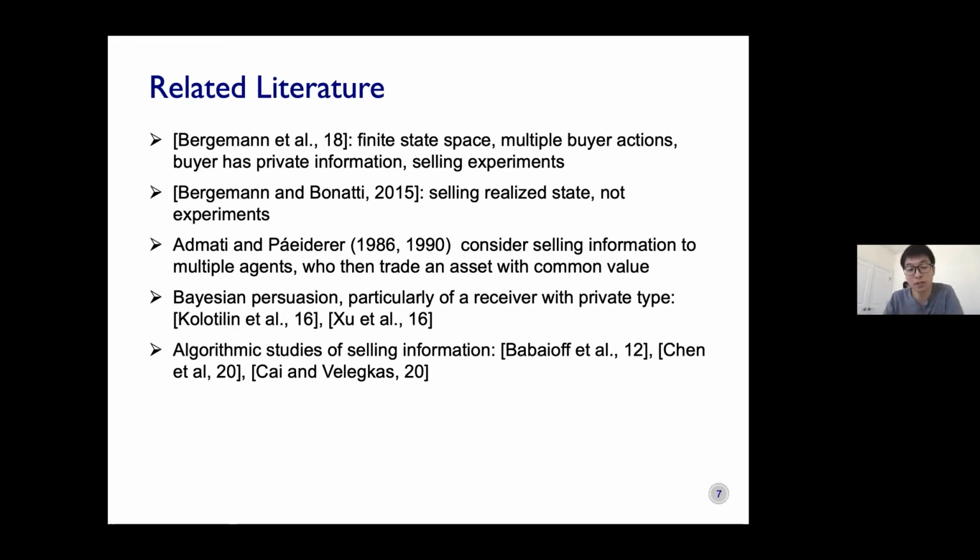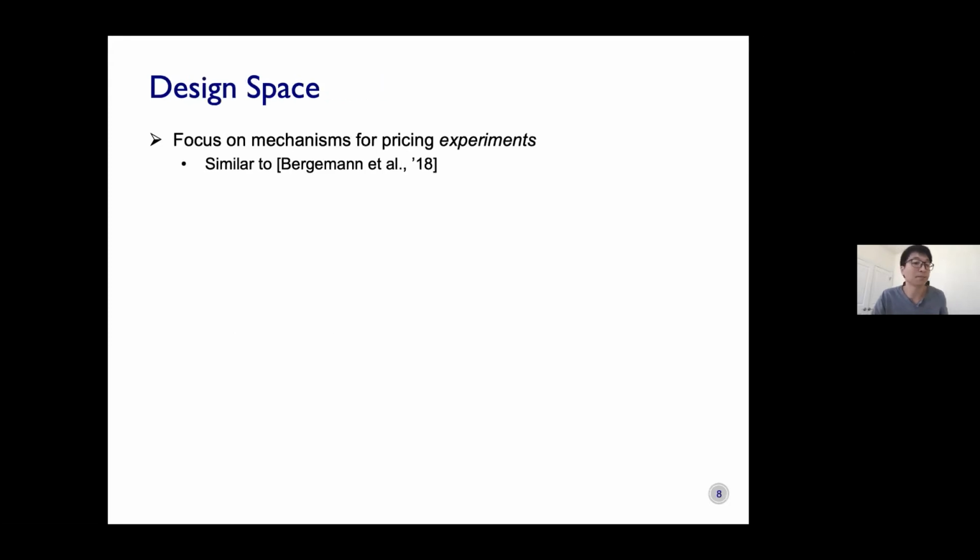This is clearly related to Bayesian persuasion, except that the seller doesn't have a utility, but just tries to maximize revenue. It's particularly related to persuading a privately informed receiver by Kolotilin, and I myself had some algorithmic results on this. And there's also some computational study, but these are all mostly algorithms without closed form characterization.